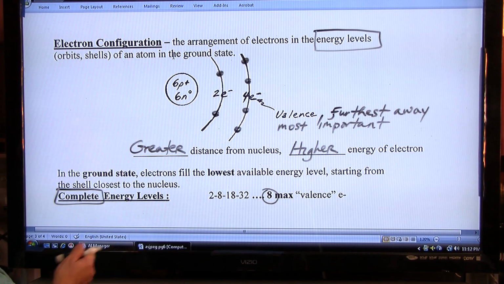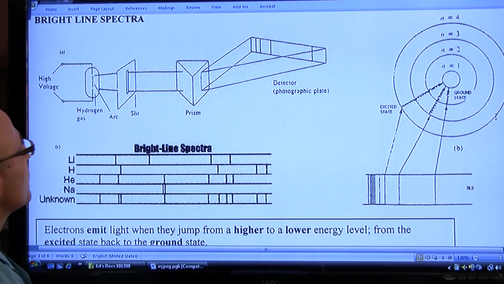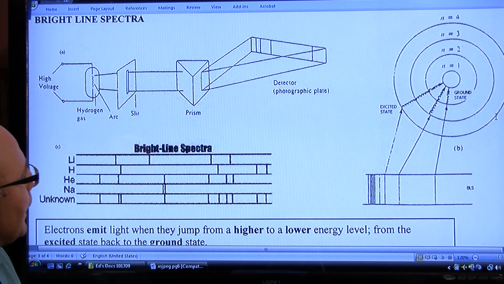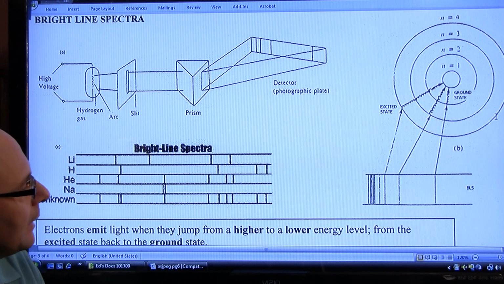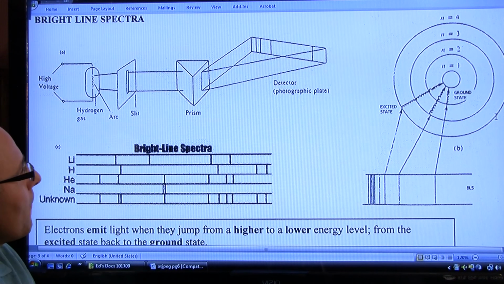Okay? Now, moving right along. At the bottom of page 6, what we have here are some illustrations that explain what you see when looking at the light that is emitted by an excited element through an instrument called a spectroscope.